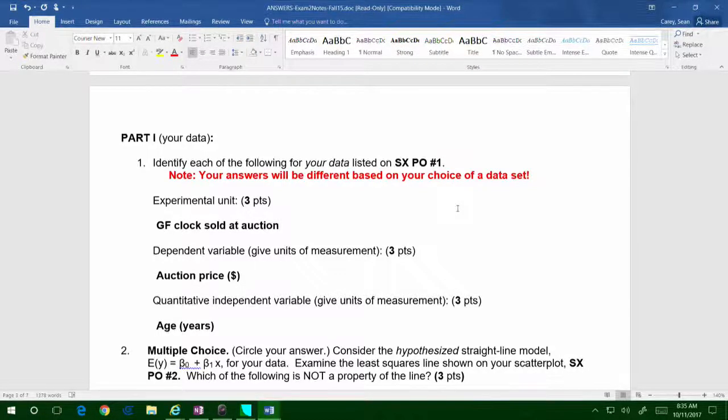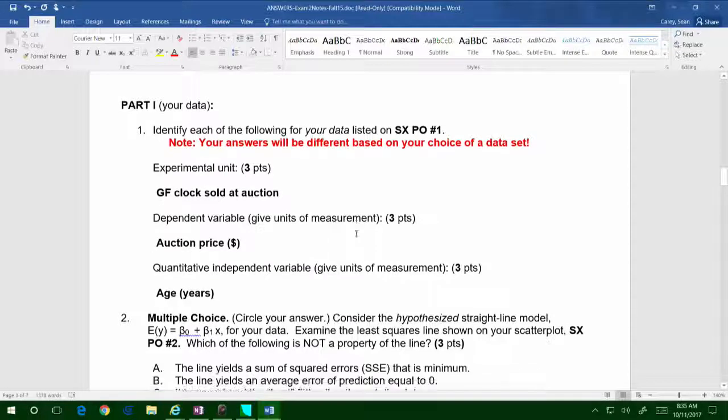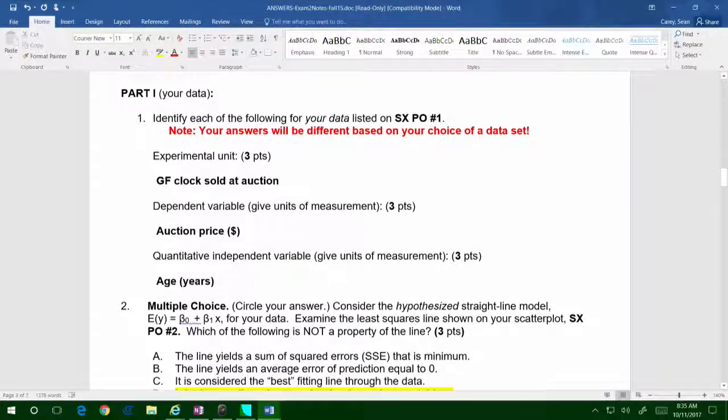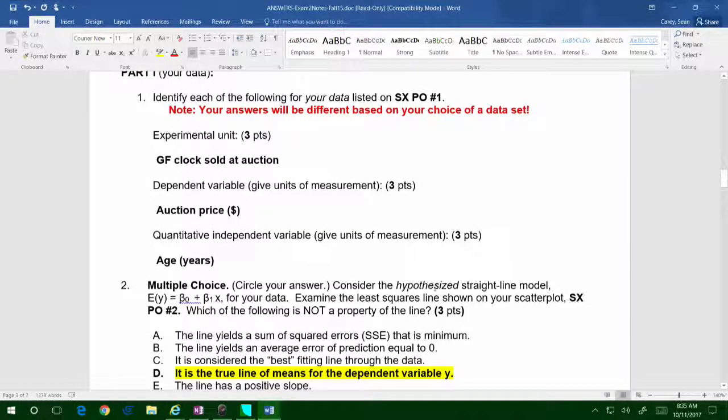You look at your data set and see what you sampled. A sample of things. I'm not going to give anything away there. It's a sample of things. And by the way, you could figure this all out ahead of time. So you should know these answers coming into the test. Should be easy. The dependent variable for me is going to be my auction price. And of course, you have to give the units of measurement. Mine's dollars. The independent variable for me is the age of the clock. And so I have to give that.